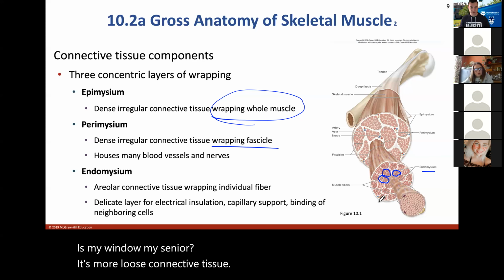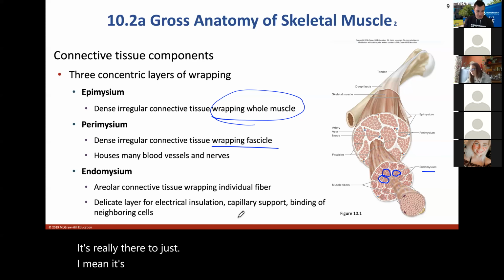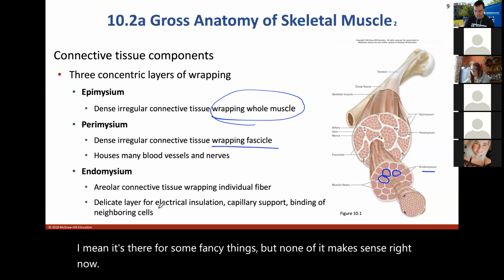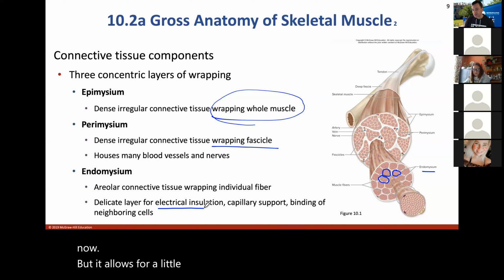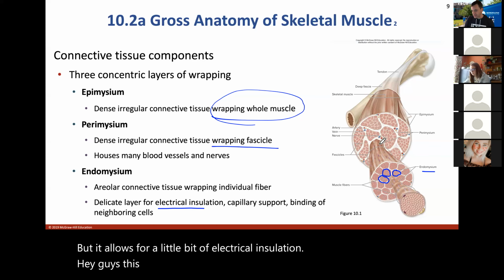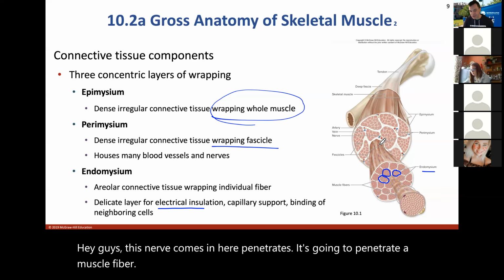It's there for some fancy things, but none of it makes sense right now. But it allows for a little bit of electrical insulation, okay? Because as this nerve comes in here and penetrates, it's going to penetrate a muscle fiber. And that's where the magic's going to happen.